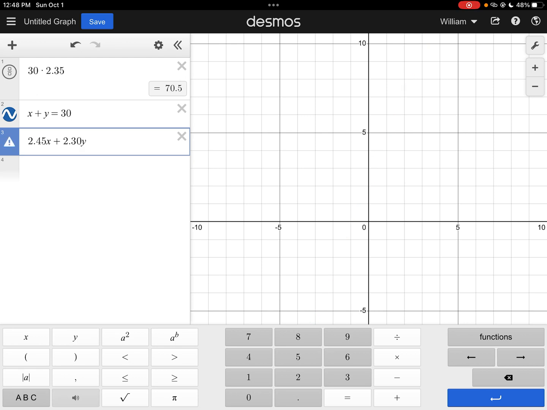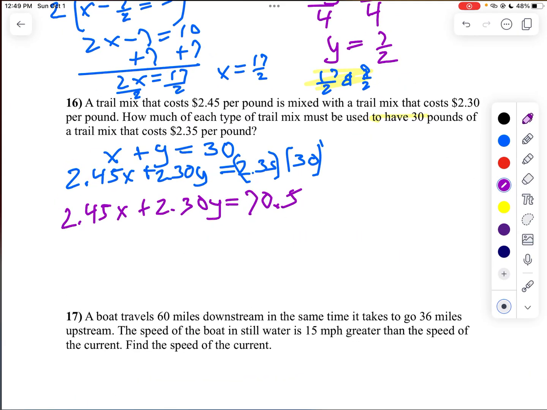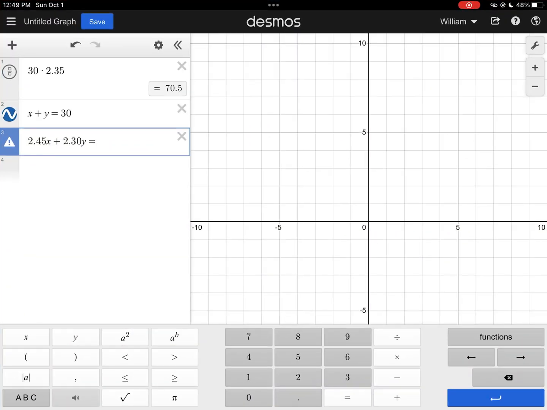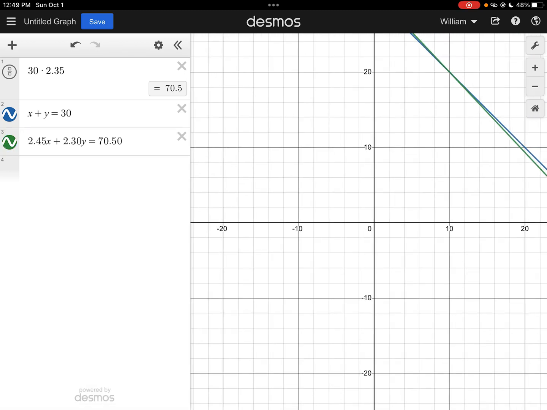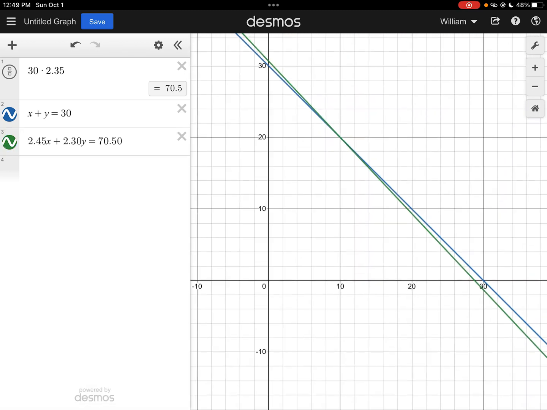I don't really need the zero there, but since we're talking money, I'll just put it in. Equals, and what did we say that one was? We said that was $70.50. And you don't see any graphs here because they're off your graph. There we go.